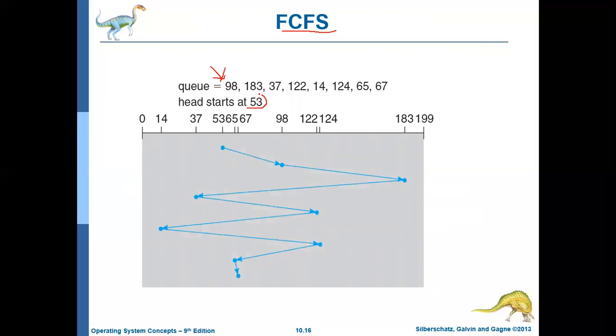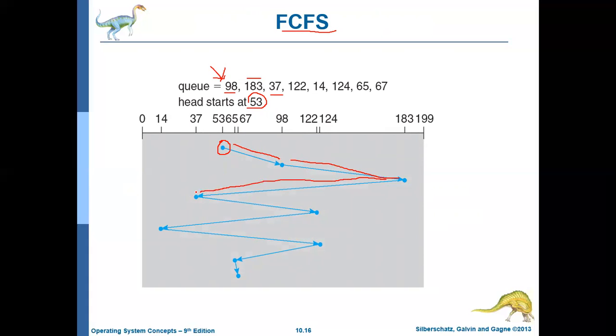Currently the head is at 53, which is represented through this graph. Initially the head is at cylinder 53. The first request is to access cylinder 98, so the head moves to location 98. Then the next location is 183. After accessing 98, the head moves to 183 and accesses the data there. Then the next location is 37, so from 183 it moves all the way back to 37.